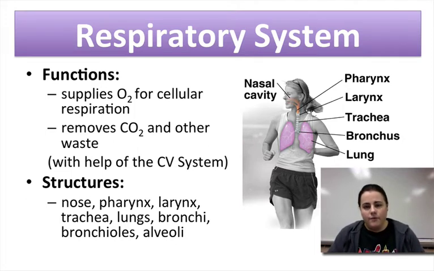The structures that we're going to be focusing on, as you could see, are going to be the nose, the pharynx, which is the throat, the larynx, or the voice box, the trachea, the lungs, and the tubes that lead there, which are called the bronchi, bronchioles, and the alveoli, which are the functional unit that we'll get to.